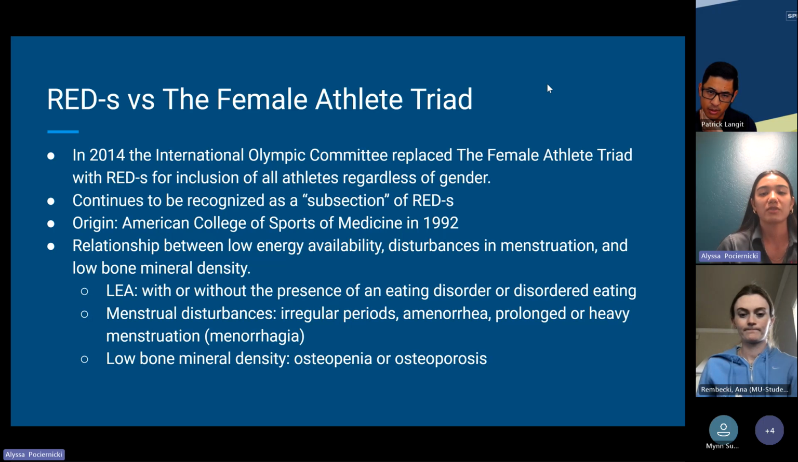Low energy availability at the time was with or without the presence of an eating disorder or disordered eating. An eating disorder is a psychological diagnosis. Some examples are anorexia nervosa, bulimia nervosa, and there's another one that I forgot the name of, but the concept of the third eating disorder is eating healthy or eating clean food.